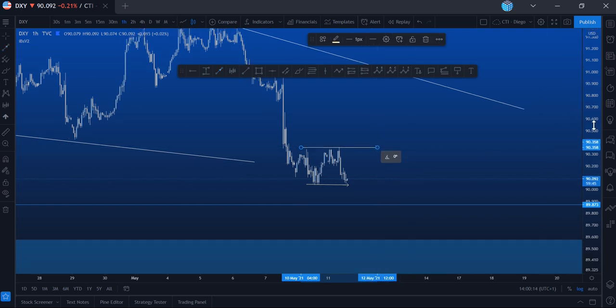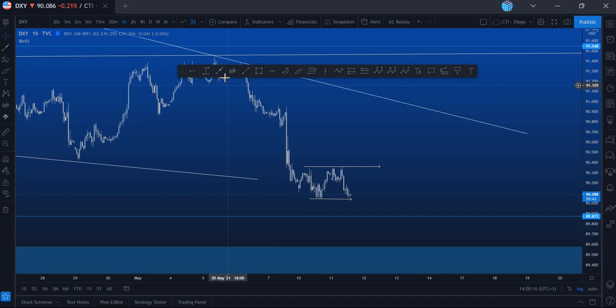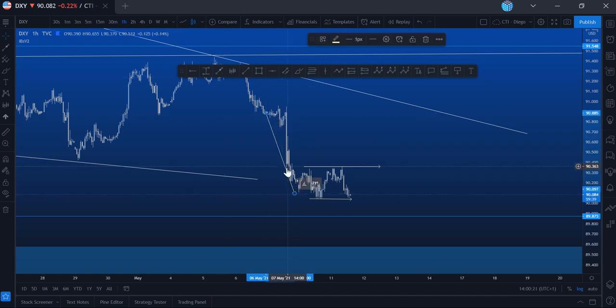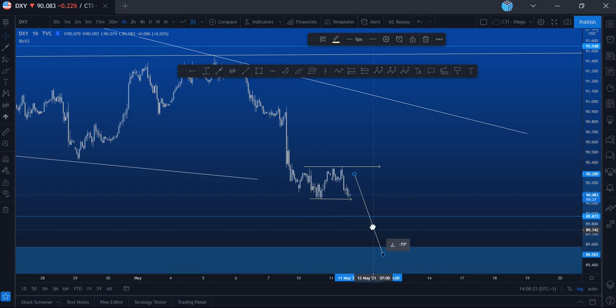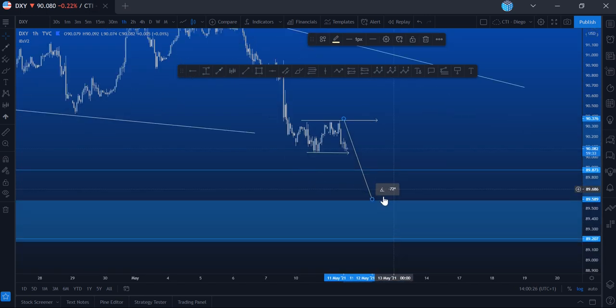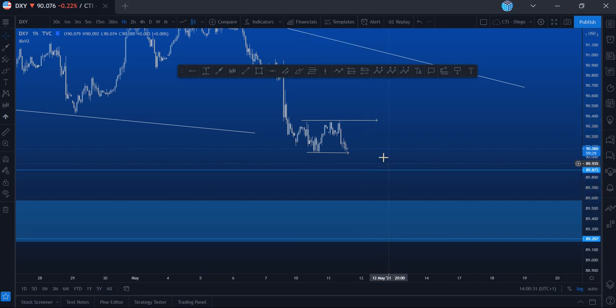Equal lows, equal highs. We've got a nice bearish move to the downside from up here. We could expect price to continue this move to the downside, which will take us just below or just at plan B. However, I'm also prepared that price could reverse from this current level if we were to draw our trend lines.